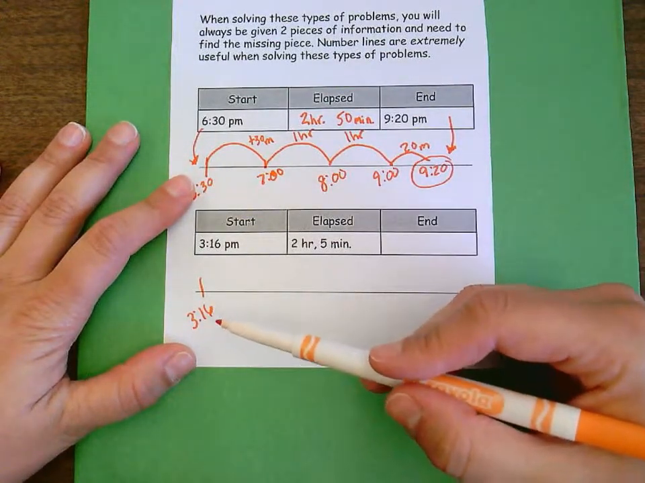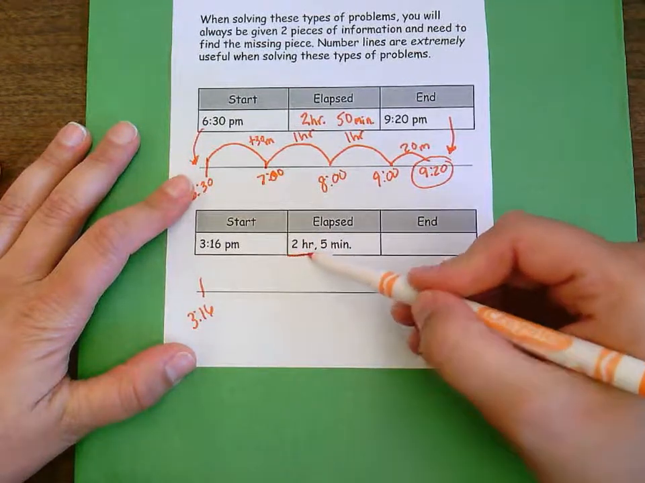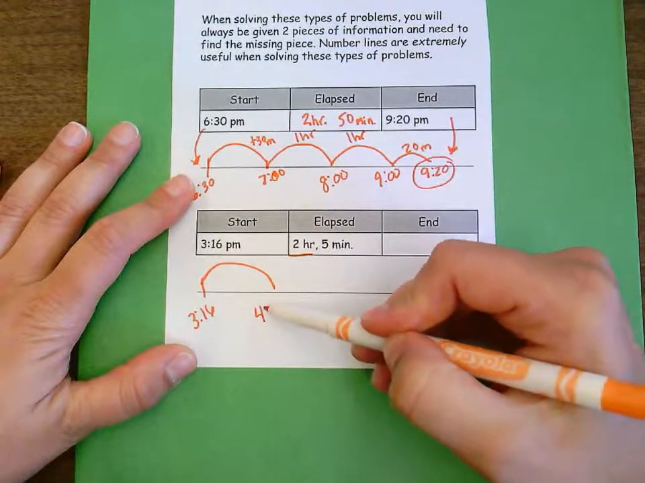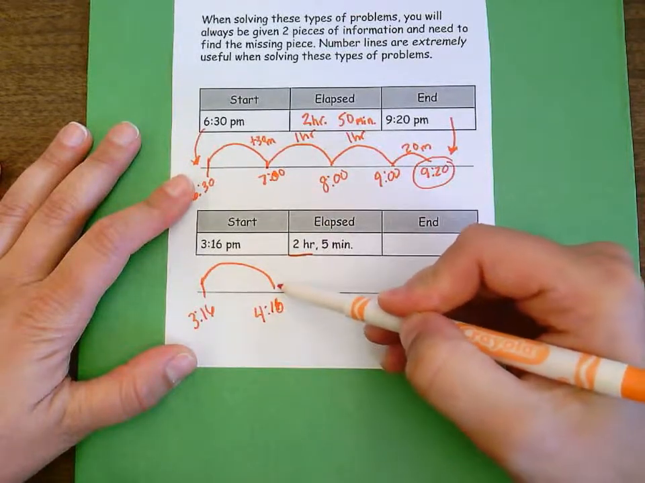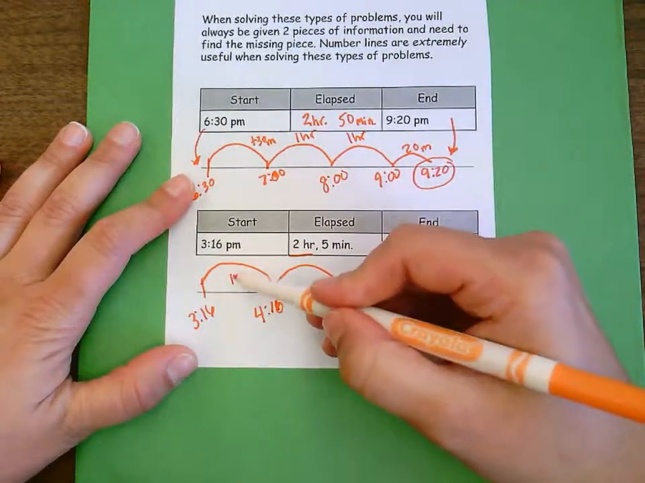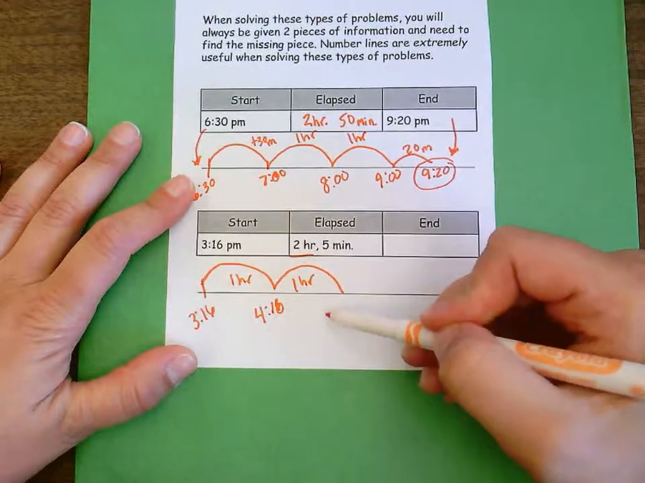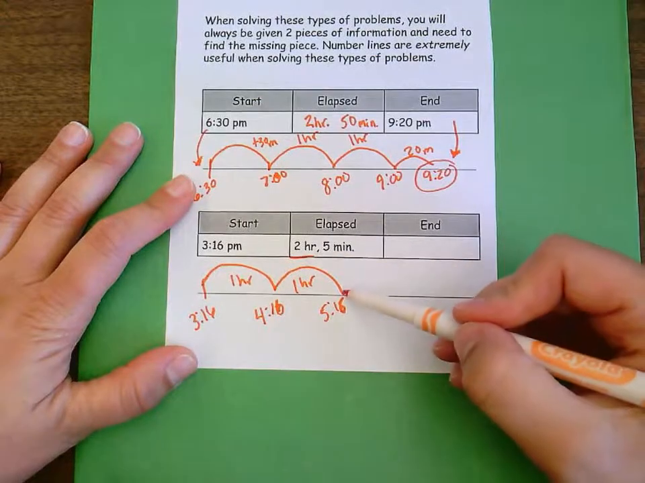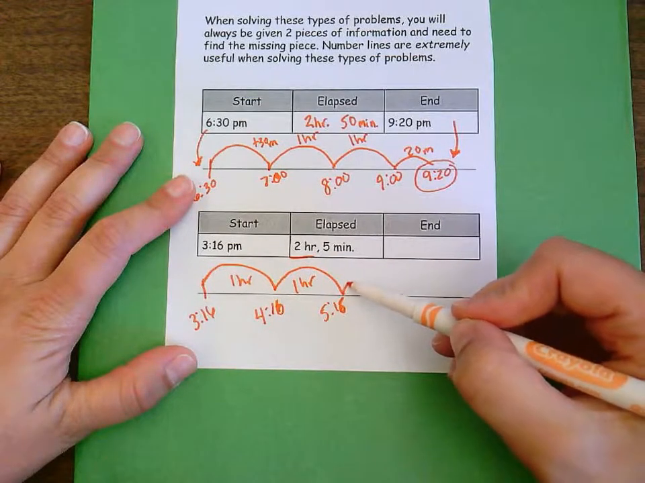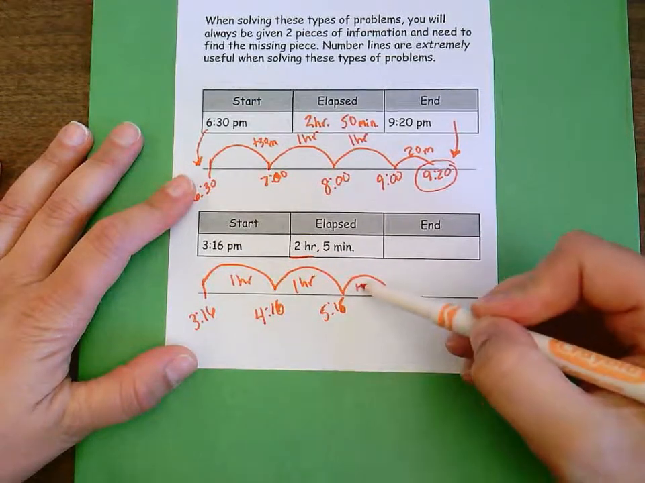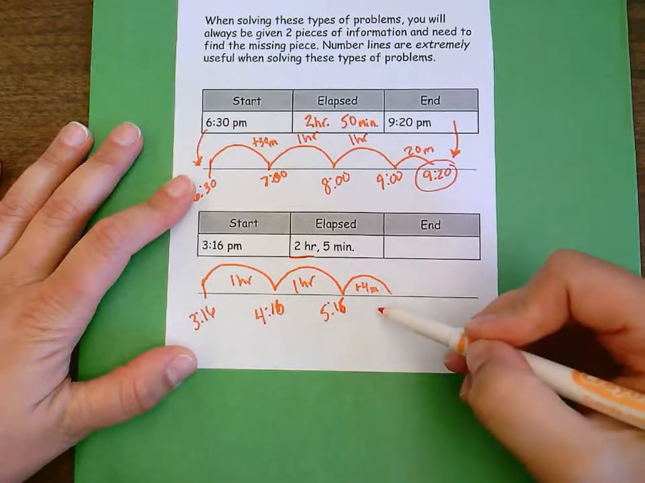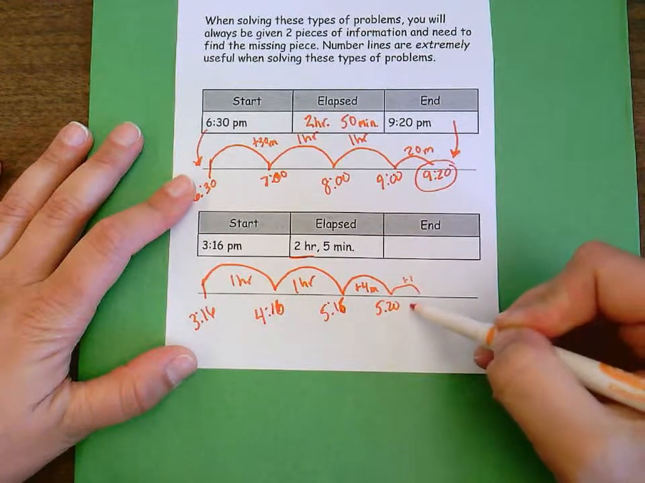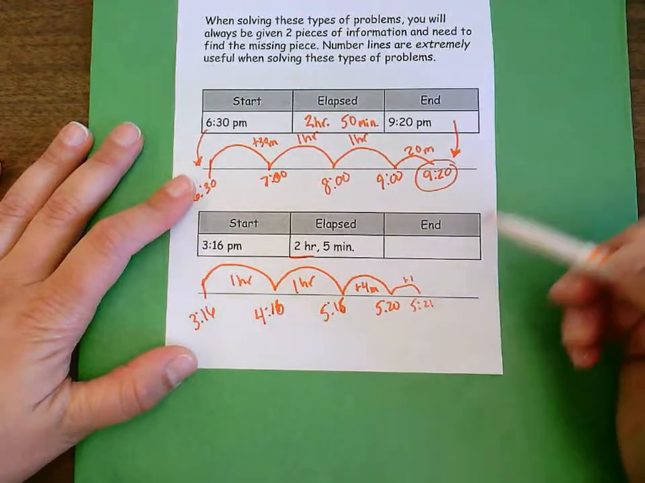So we're at 3:16. I'm actually going to do my 2 hour jumps first. So if I jump an hour from 3:16, it brings me to 4:16. And if I do another 1 hour jump, it'll bring me to 5:16. And now I need to take a jump of 5 minutes. So I know if I add 4 minutes, it'll get me to 5:20. And then I just need one more little jump to 5:21.